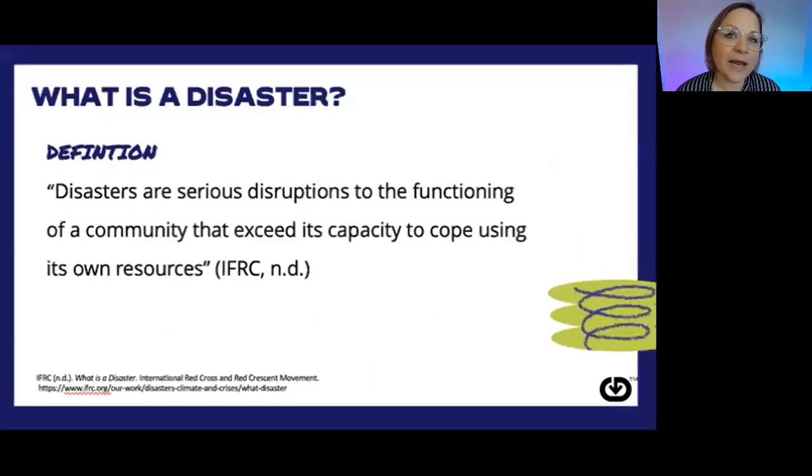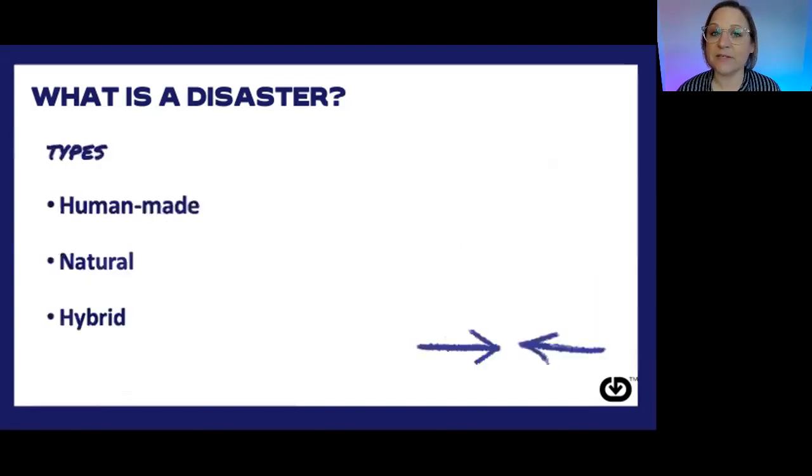Okay, so what is a disaster? Well, the International Red Cross and Red Crescent movement has defined it as: disasters are serious disruptions to the function of a community that exceed its capacity to cope with its own resources. And so disasters happen when the community can't keep up. They're overwhelmed with the amount of devastation or disaster that's happened, and they need additional resources to help get through that. And so there are different kinds of disasters.